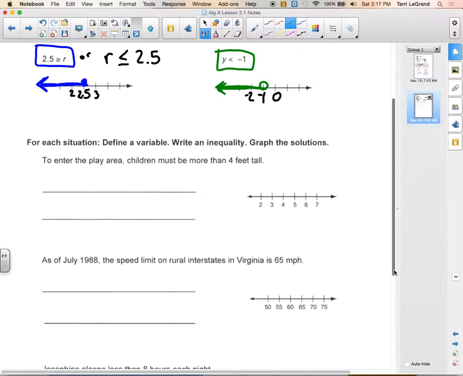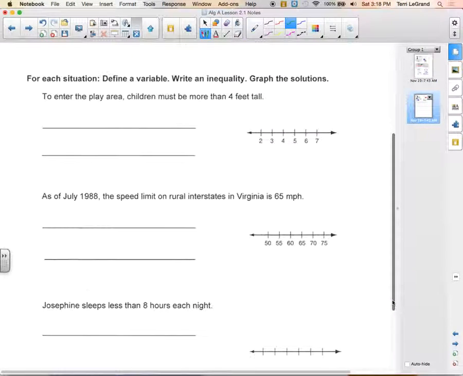Okay, and last but not least, we're going to do some writing our own inequalities for a situation and graphing them. Just like we always do with our word problems, we pick a variable to represent the unknown, we describe what it's representing, and then we'll write the inequality and graph it. So we have, to enter the play area, children must be more than 4 feet tall.